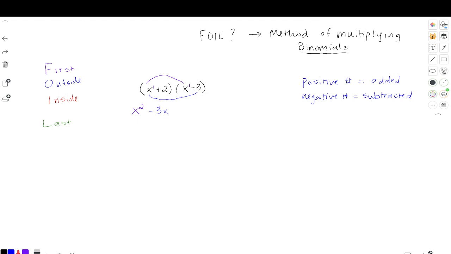Okay, our next step are inside terms. These are the ones on the very inside of this expression. Okay, so this 2 times x is going to get us our inside term, which is going to come out to be a positive 2x. And remember, if it's a positive number, we add it. Okay, we add positive numbers.